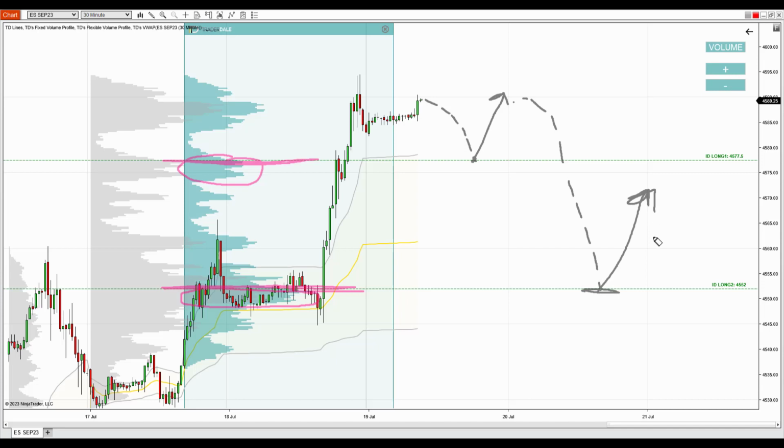Now we only need to wait for those pullbacks. They don't need to happen today or tomorrow. Well, they don't even need to happen at all. But if they happen, chances are that there'll be reactions. All right, so that's about that.